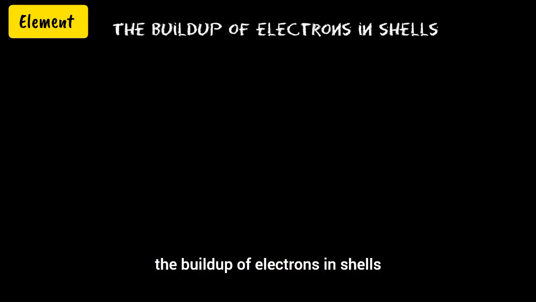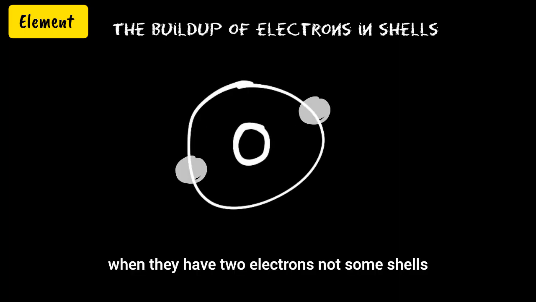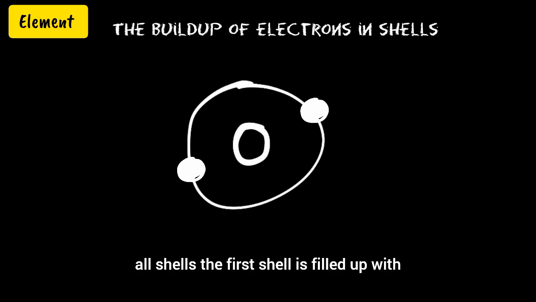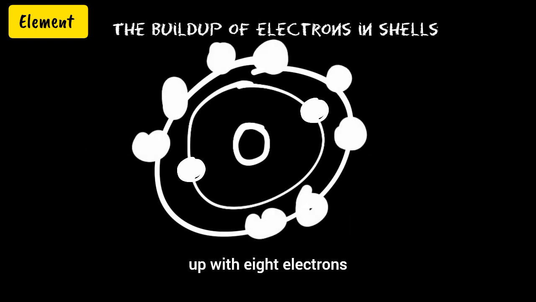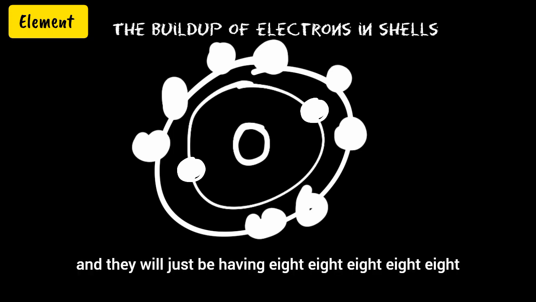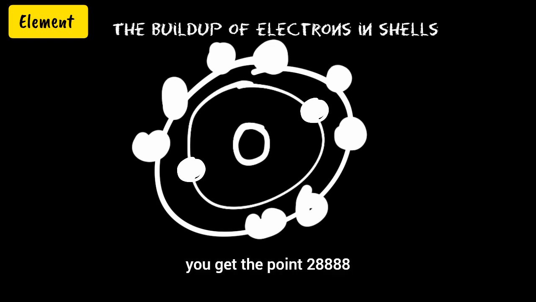The buildup of electrons in shells. All shells are filled when they have a certain number of electrons. The first shell is filled up with 2 electrons. The second shell is filled up with 8 electrons. And the third will have 8, and they will just be having 8. You get the point. 2, 8, 8, 8, 8, 8, 8, 8.